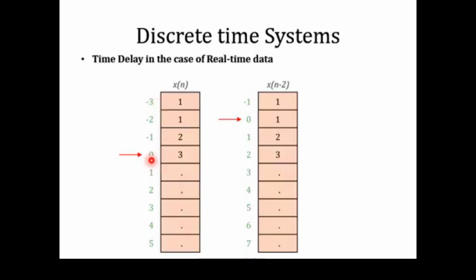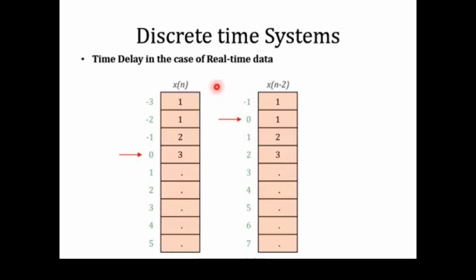Now if we want to perform a delay operation on the real-time data, it means that we want to access the previous values of our x of n, and these previous values can be accessed only when we store these values in our computer memory. So if we want to access the previous values, we must store them in computer memory. Now if we want to delay this sequence by 2 samples, then we are going to address this memory location, or in simple words, we want to address 2 memory locations before the current one.